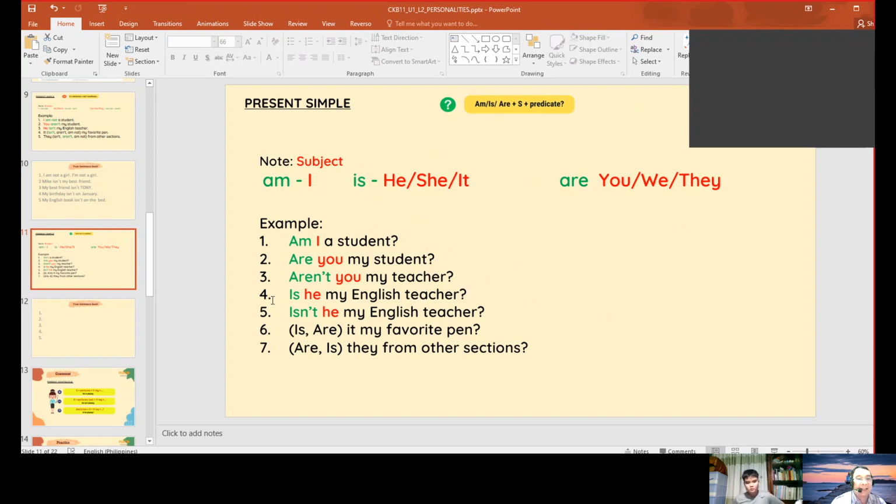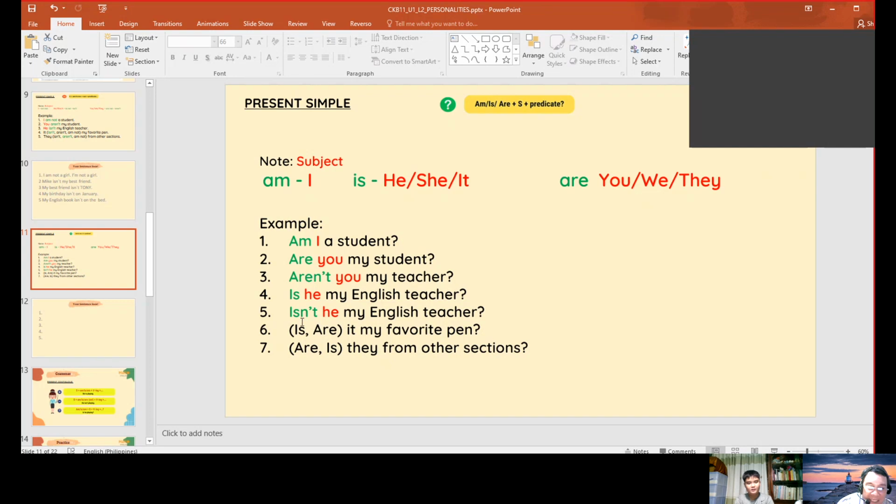Next, question number four. Is he my English teacher? What is the be verb in here? The be verb here is is. The subject is he. Very good. Or we can also use the negative form for that. So what would be that? Isn't.